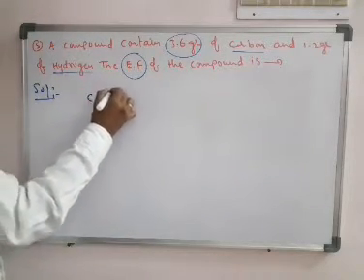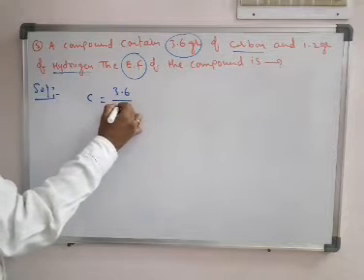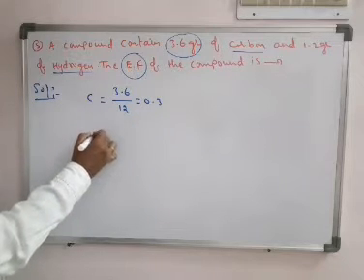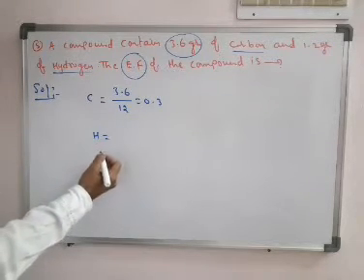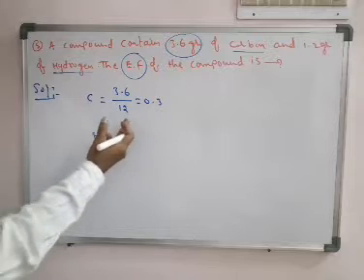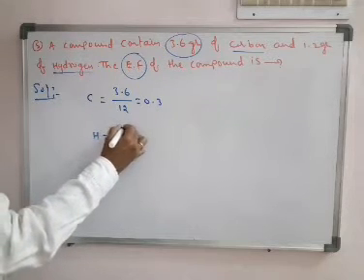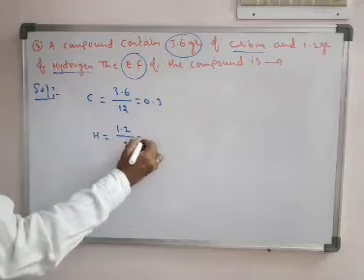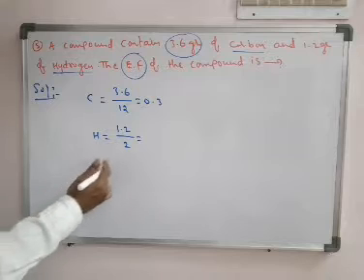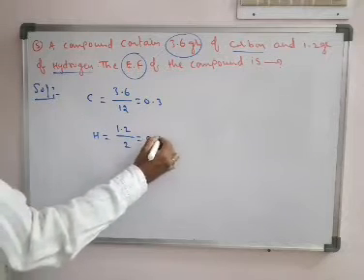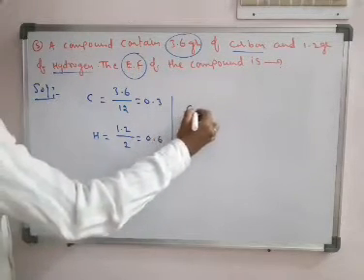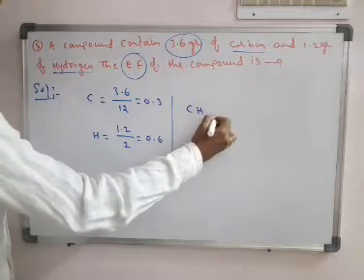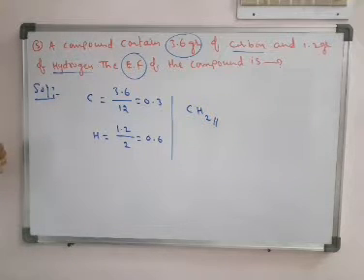So the carbon is how much? This is 3.6 by 12, so there are 0.3 moles. Next, what about the hydrogen? Weight by its molecular weight. For carbon we take 12. For hydrogen, it is 1.2, and the molecular weight is 2, as it is in the form of H2. So that is 0.6. So carbon 0.3, hydrogen 0.6 means we can write the empirical formula CH2.